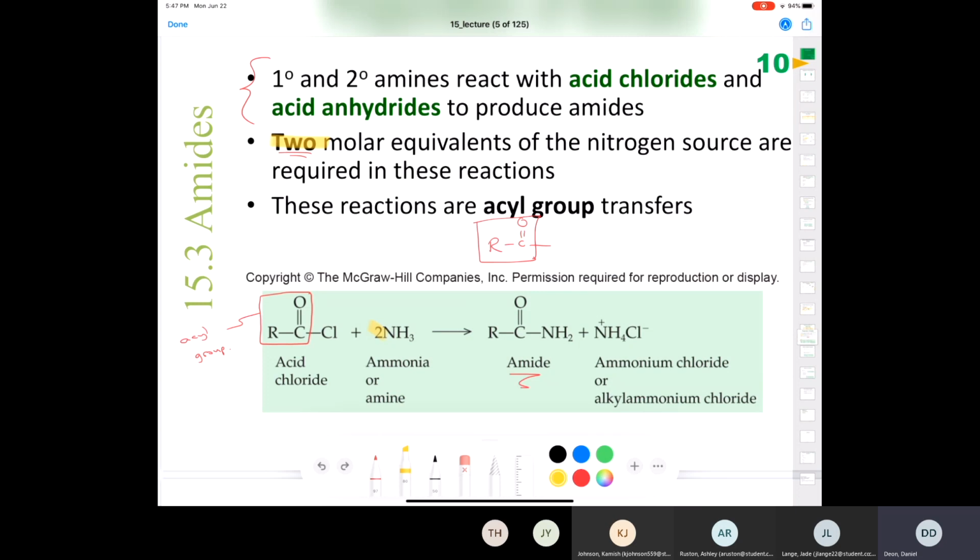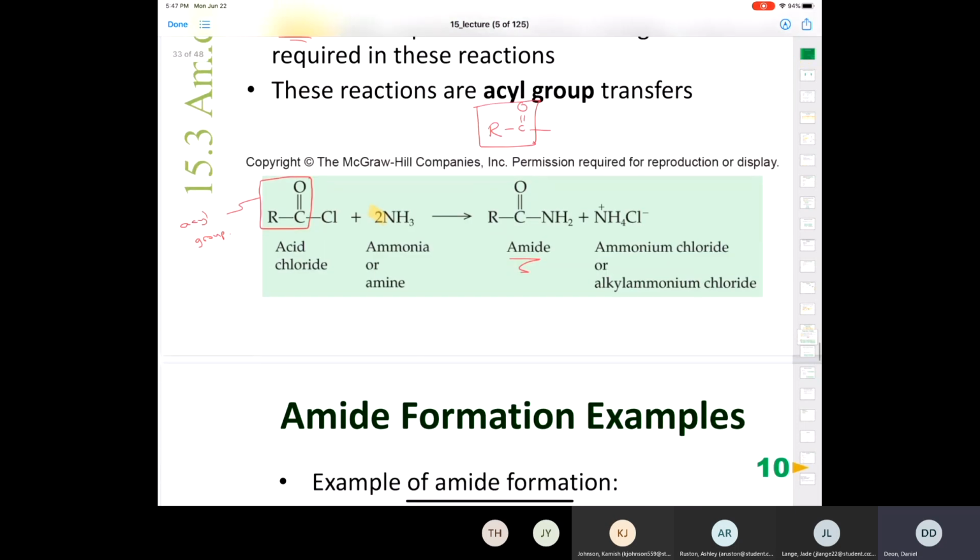But I want to get into the nuts and bolts about why you need the 2 molecules of ammonia for every 1 molecule of the acid chloride. So let's pay attention to this very carefully. The ratio is 1-to-2, because we have no coefficient here, so that means there's only 1 acid chloride plus 2 molecules of ammonia or a primary or secondary amine.